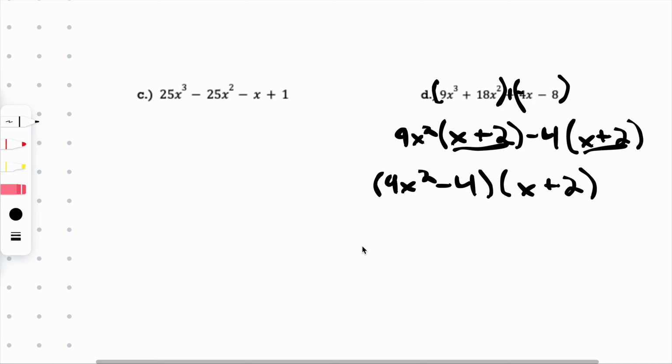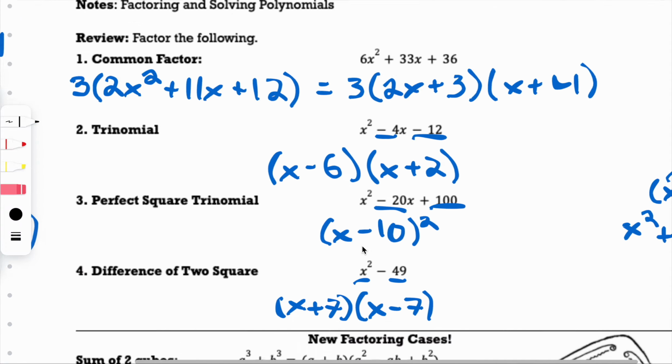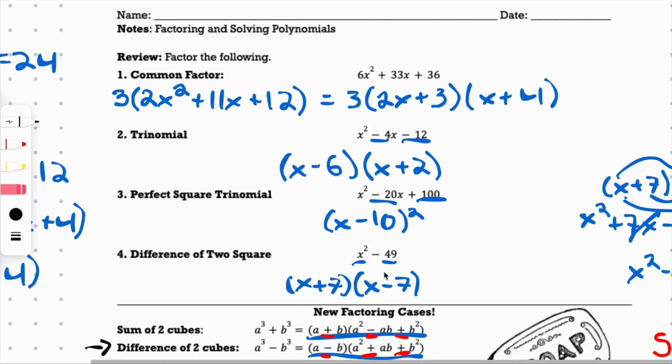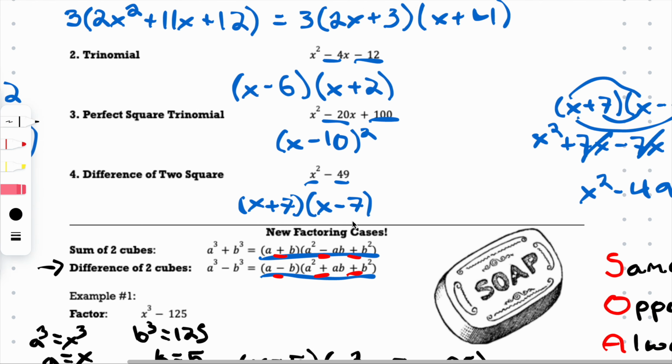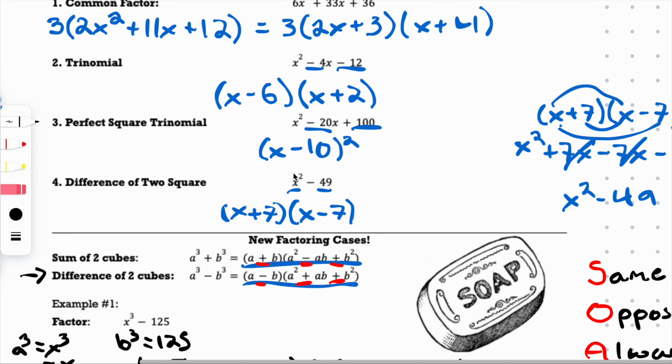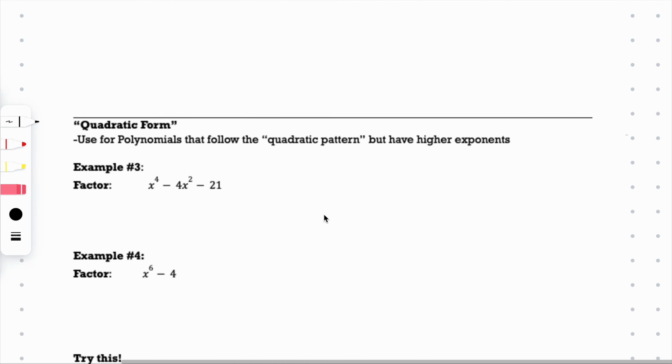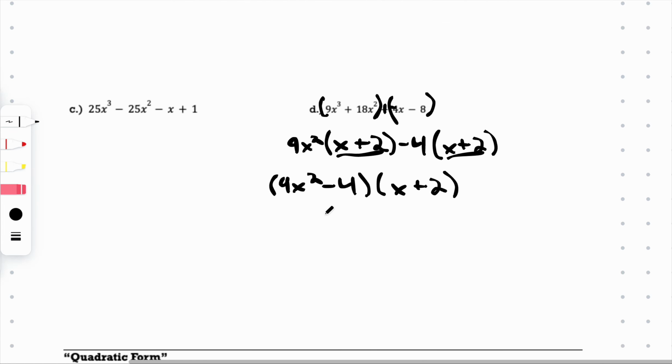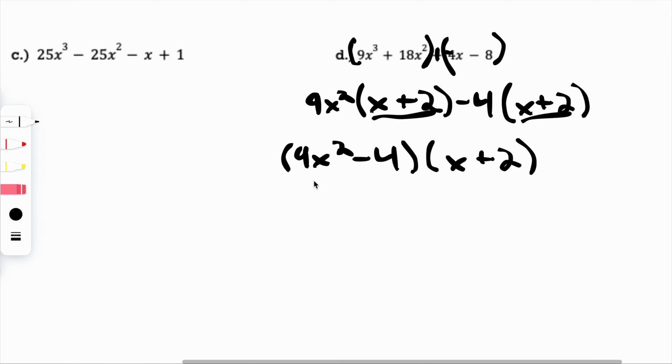And it's actually using the difference of two squares. And remember how we had conjugates? We found the square root of x squared, which is x, the square root of 49, which is 7, and add a plus and a minus. Wait, is that the case here? Yeah. So we're going to do the same thing.